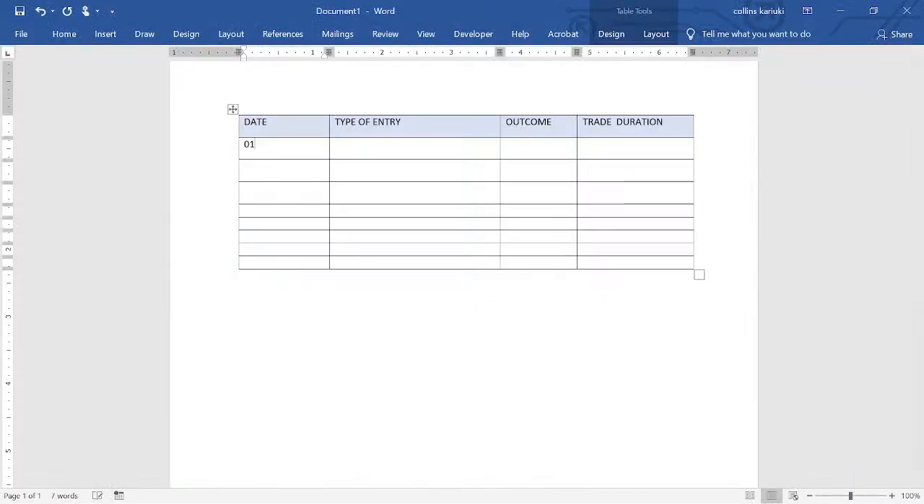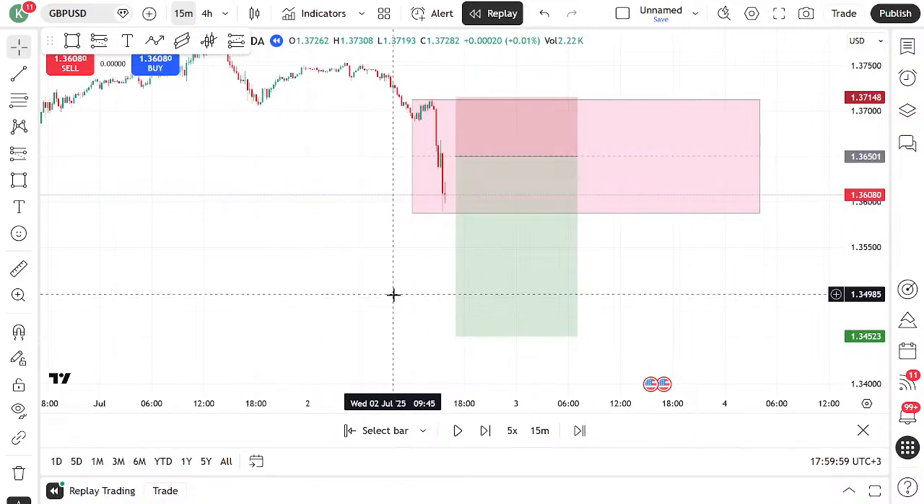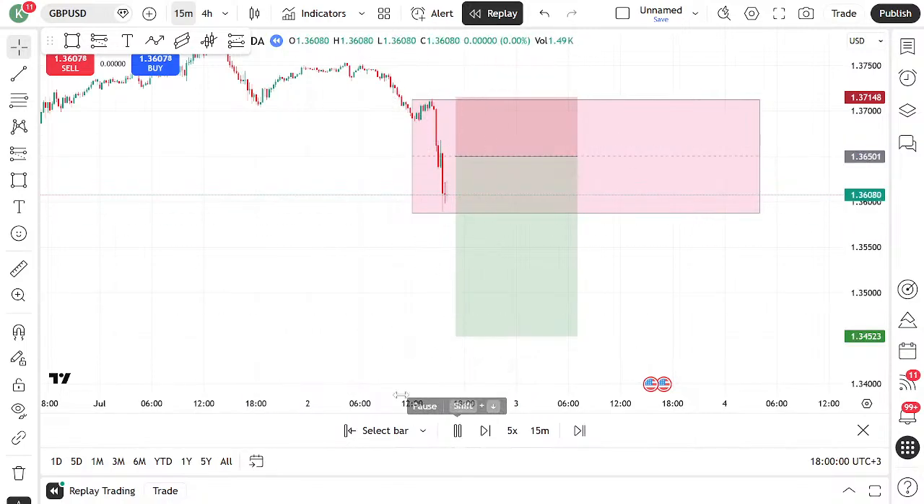But before we play it out, okay, let's document this. So the initial trade was first Tuesday, July 2025. Type of entry was a sell entry. Outcome was a loss, and trade duration we're going to confirm, but probably it was less than an hour. Let's say 1 hour. Okay, so let's go back here and then let's see if our trade was triggered.